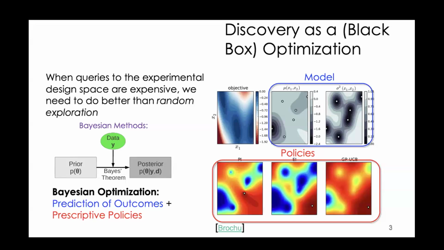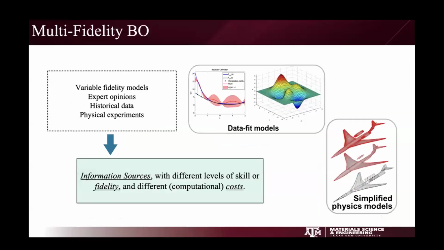And these stochastic predictions are then used to construct some type of utility function that can help us build a policy that prescribes what is the next point in the experimental space that we need to explore.